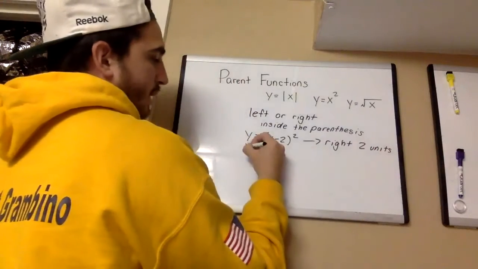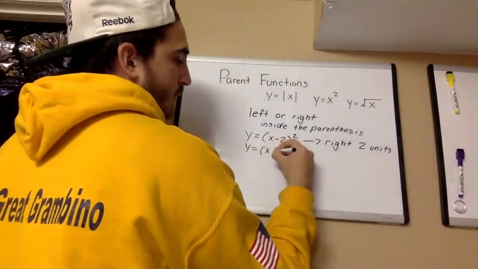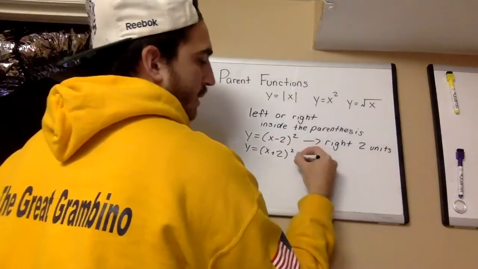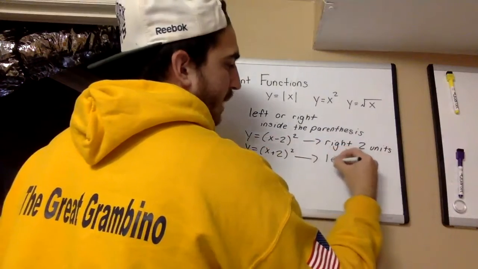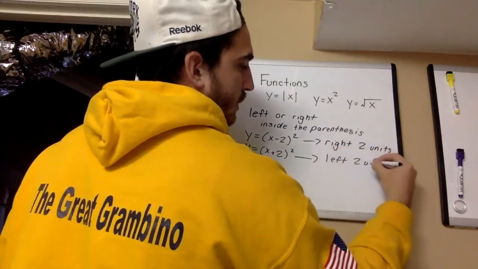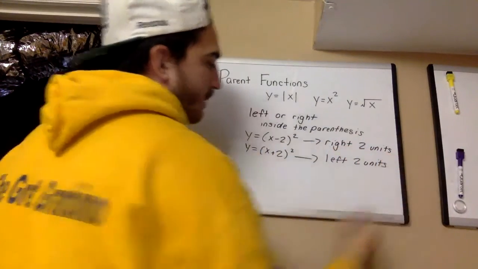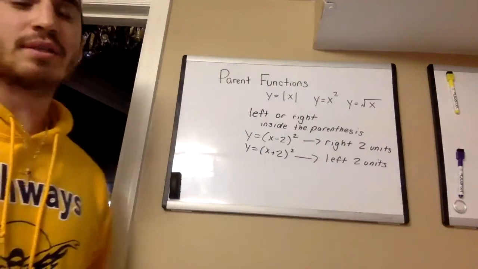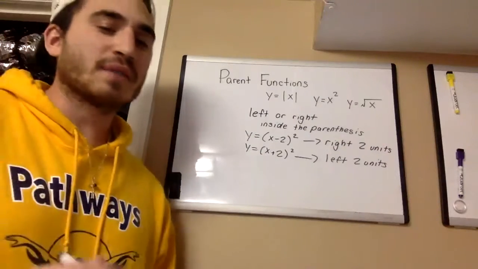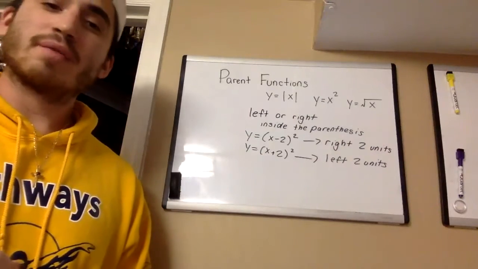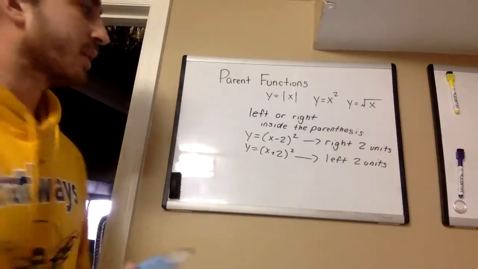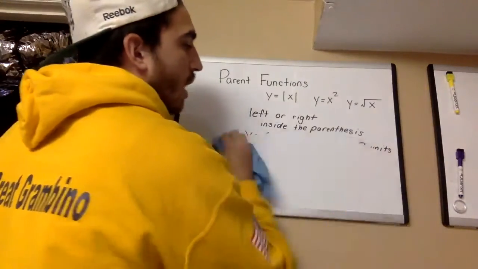Now if we do the opposite, y equals (x plus 2) squared, that's just going to be doing the opposite. It's going to be left 2 units. So just to recap, inside the parentheses determines whether you are going left or right. So now let's look at when we have to go up or down.